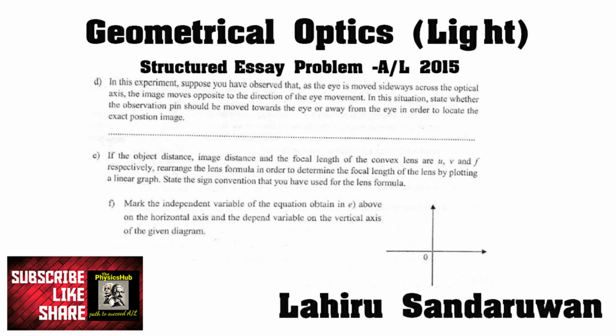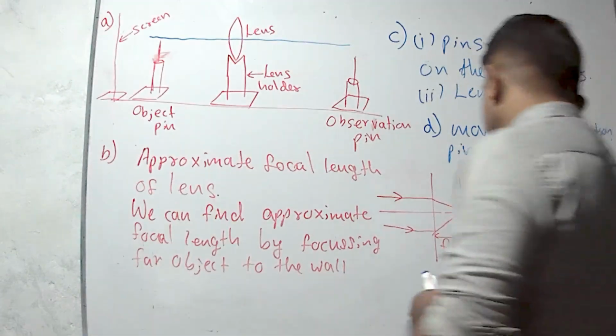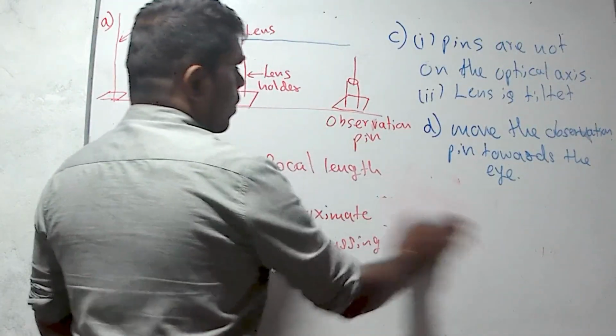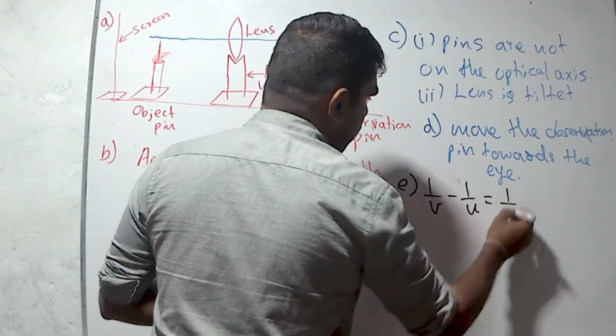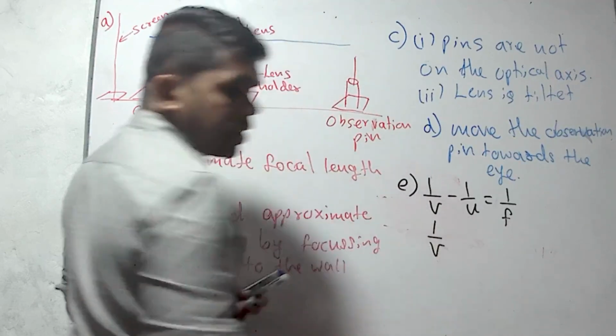So part E. If the object distance, image distance and focal length of a convex lens are U, V and F respectively, rearrange the lens formula in order to determine the focal length of the lens by plotting a linear graph. State the sign convention that you have used for the lens formula. I will write the lens formula. 1 over V minus 1 over U equals 1 over F. V means image distance.